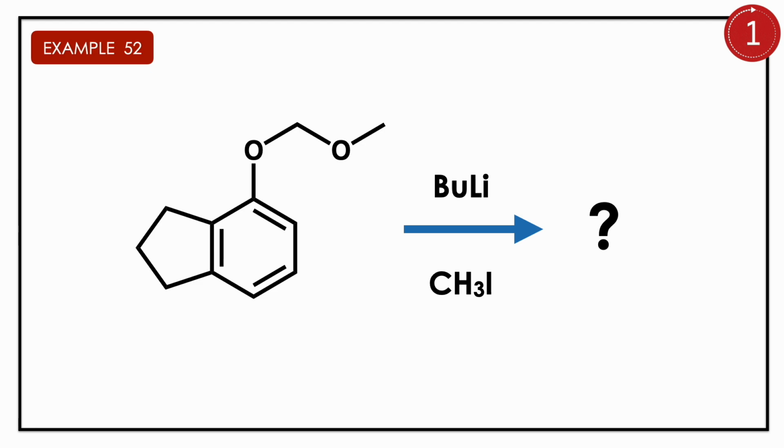Then the next example, you have benzene with a cyclopentane ether side chain, reacting with butyl lithium and methyl iodide. You should find what will be the final product.